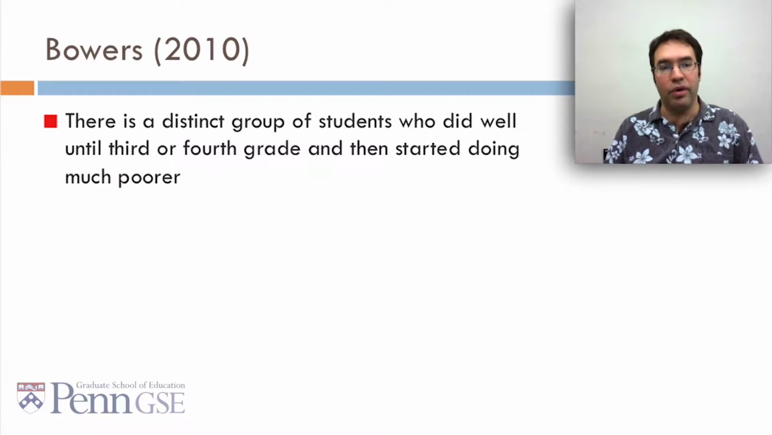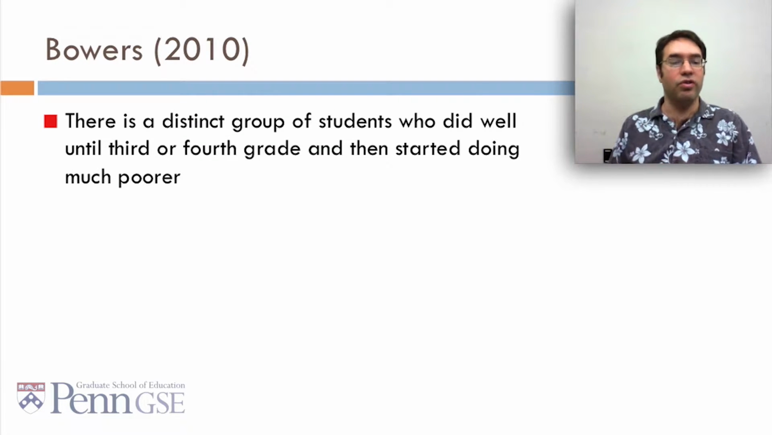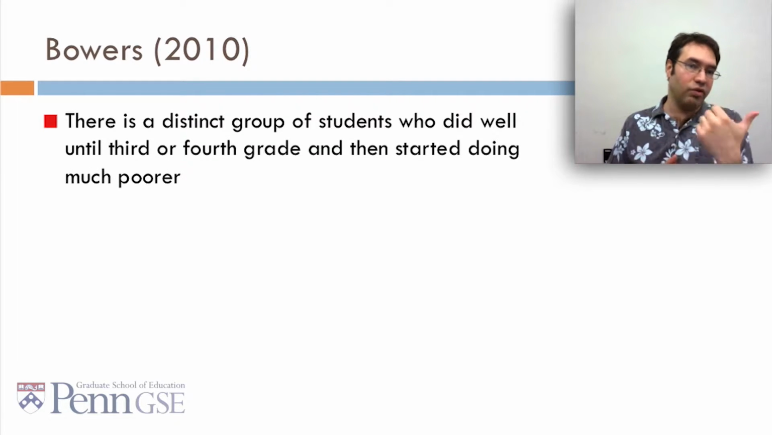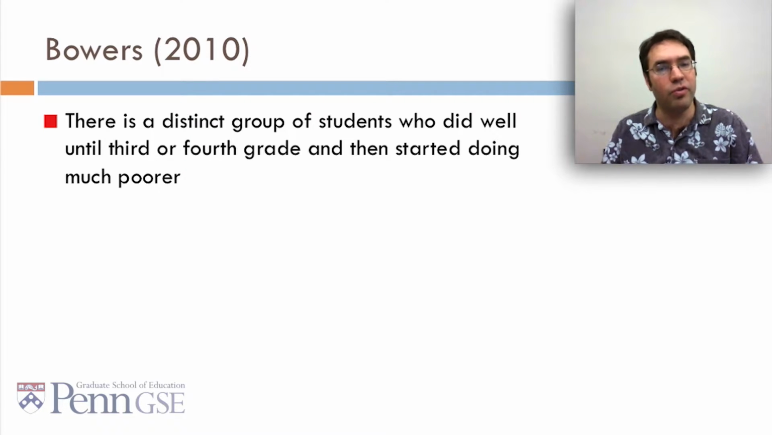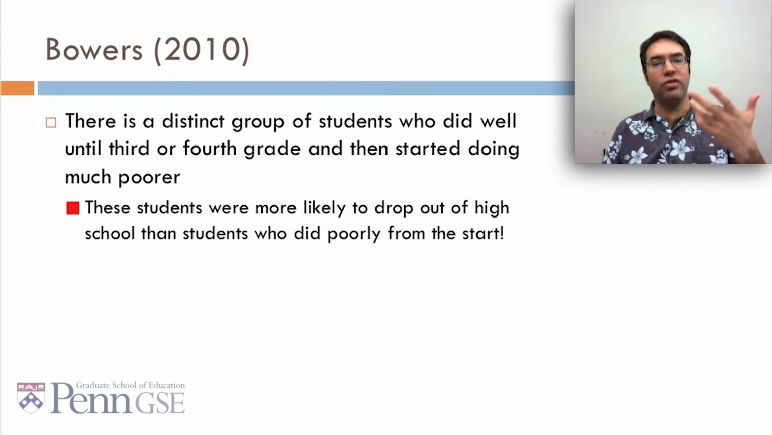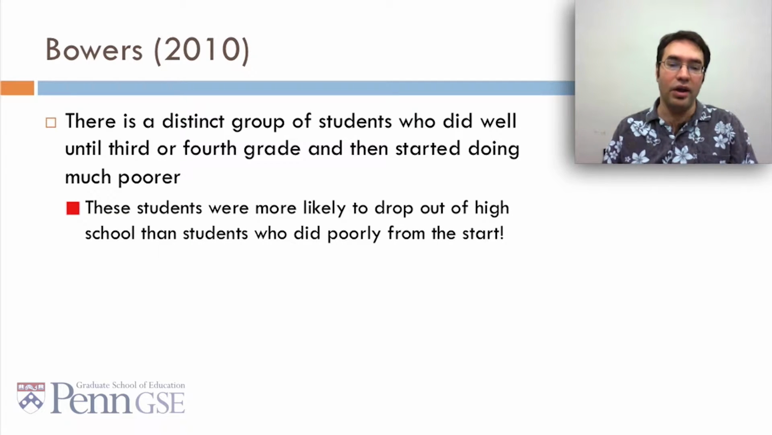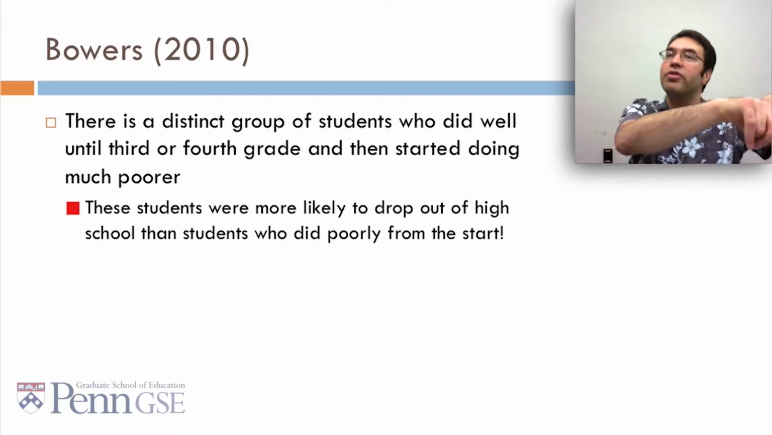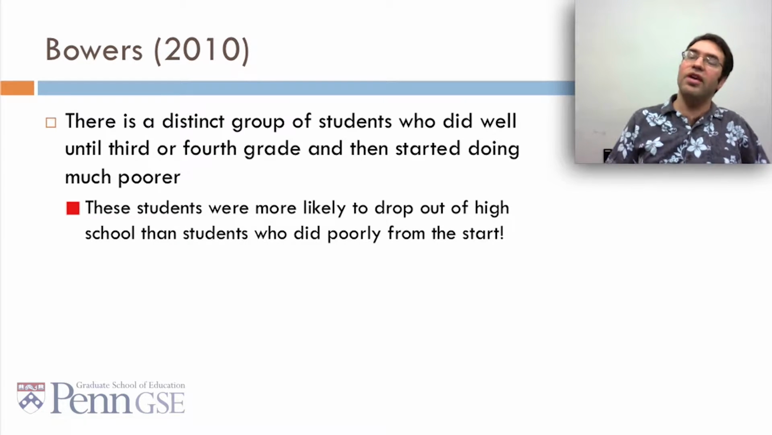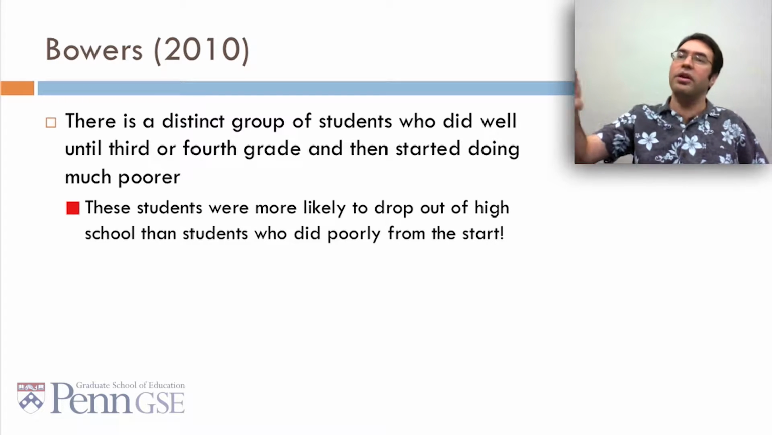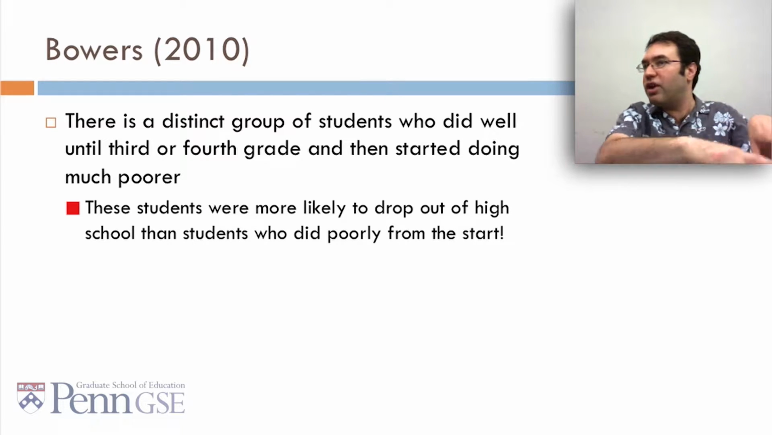So what Bowers said was, there's actually this distinct group of students who did well until the 3rd or 4th grade, which we saw in the previous graph, and then they started doing much more poorly. And these students actually turned out to be more likely to drop out of high school than students who did poorly from the start through the end. So in other words, it's actually worse to start out good and drop than it is to start out poor and just stay poor the whole way through.